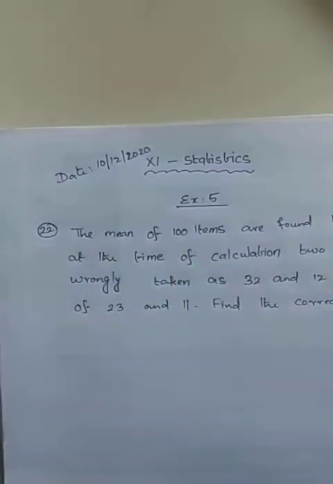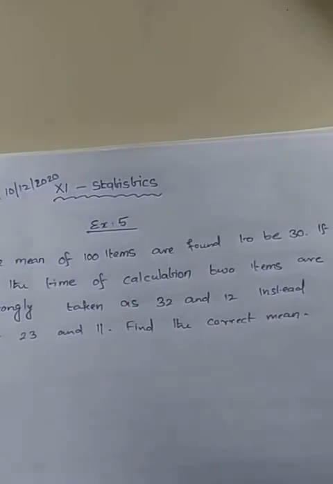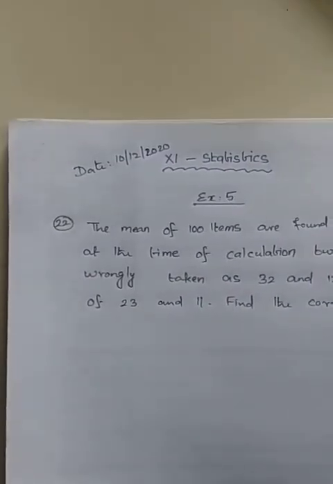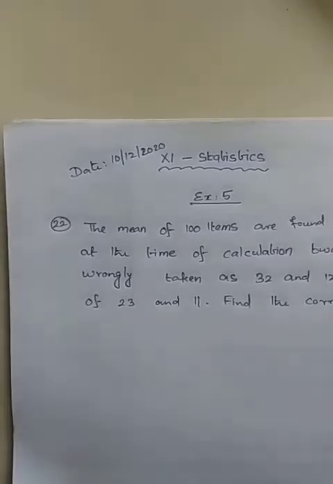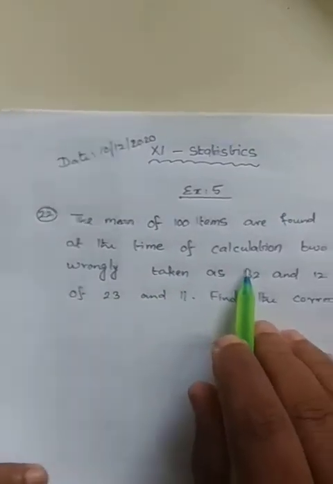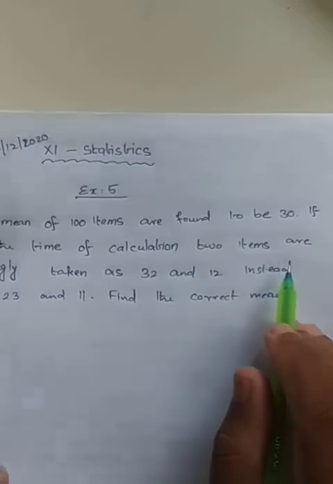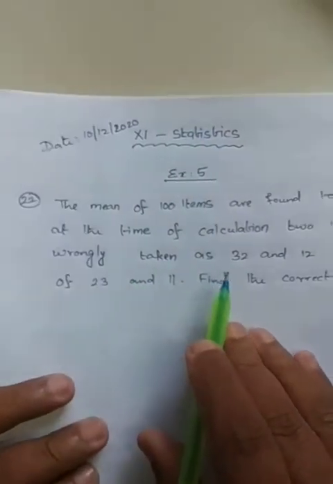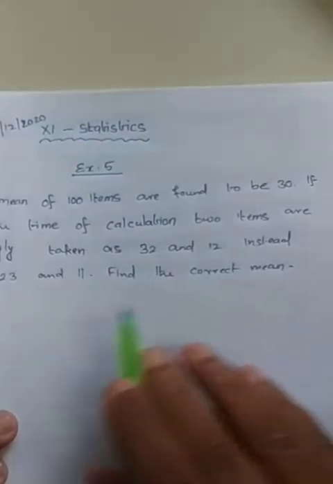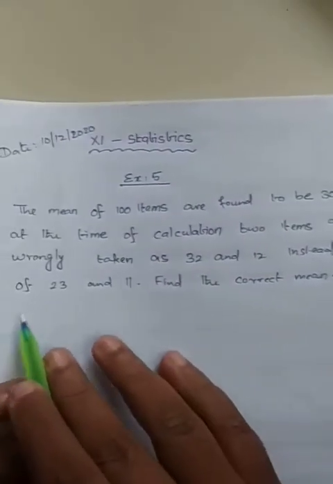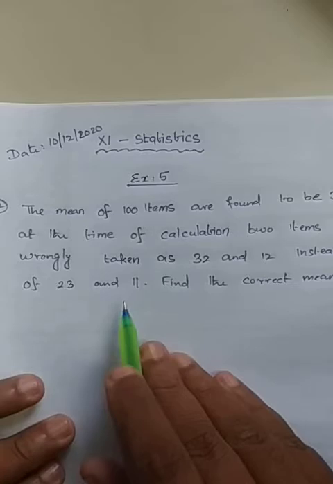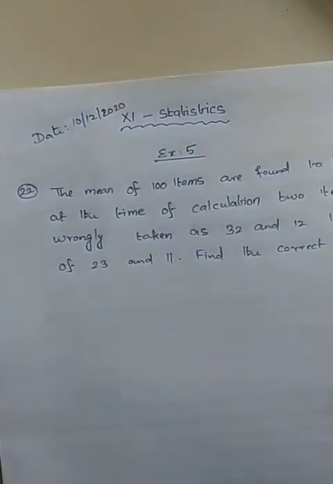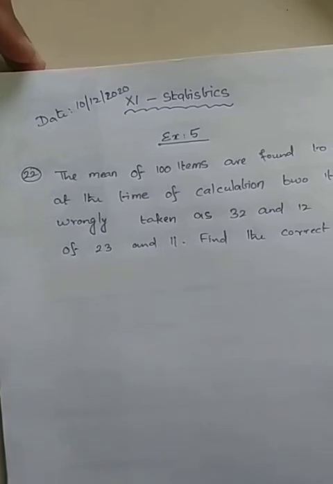Mean of 100 students are found to be 30. If at the time of calculation two items are wrongly taken as 32 and 12 instead of 23 and 11, find the correct mean, they are saying. So this is the question we are having.